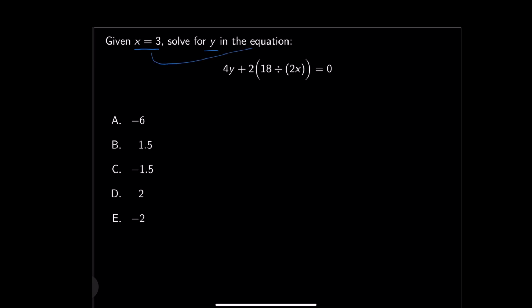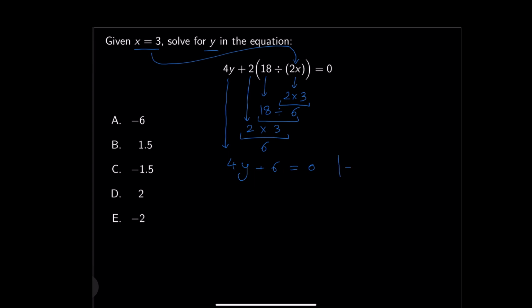Well, first we have to substitute x with 3 in our expression to get 2 times 3, which equals 6. Now we can divide 18 by 6 to get 3. In the next step, we can multiply 2 with 3 to get 6. And finally, we have reduced our equation to 4 times y plus 6 equals 0.